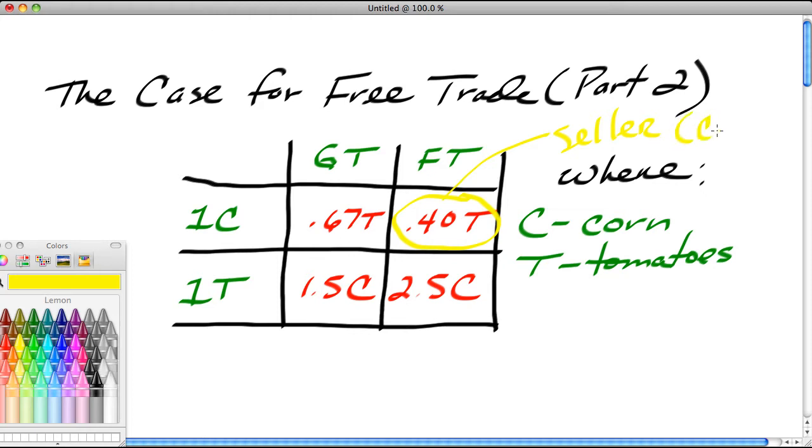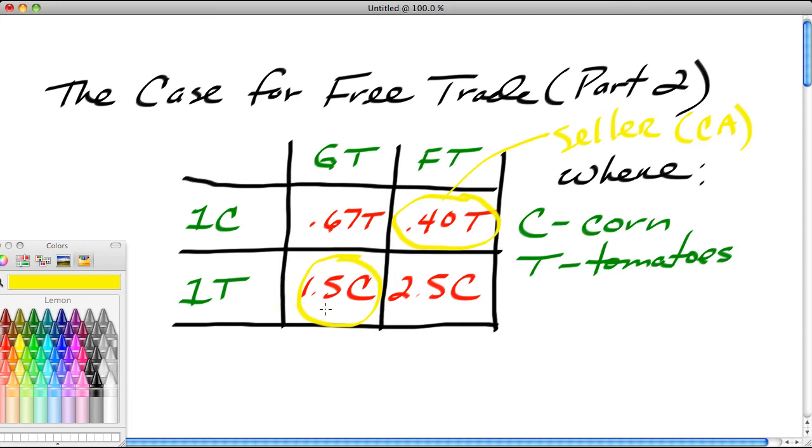So the seller has the comparative advantage, and we will prove this later on in the problem. We've basically just made the assertion, but we will prove it later on that this in fact works out. If we look at tomatoes, we see that Greenthumb has the comparative advantage in tomatoes. Why? Because she's able to produce tomatoes at the lower opportunity cost.